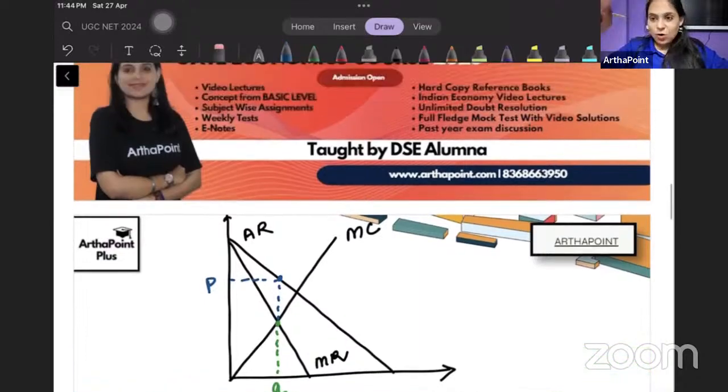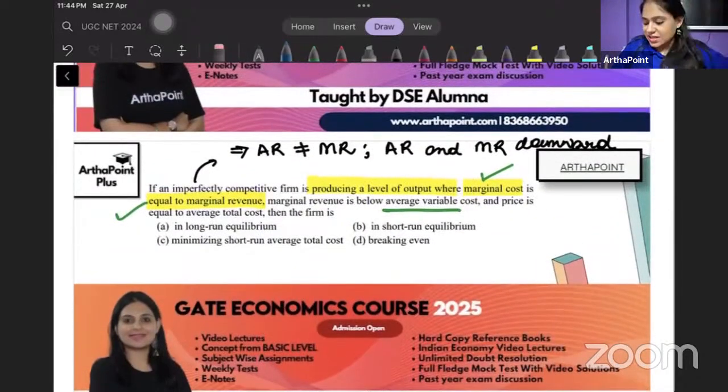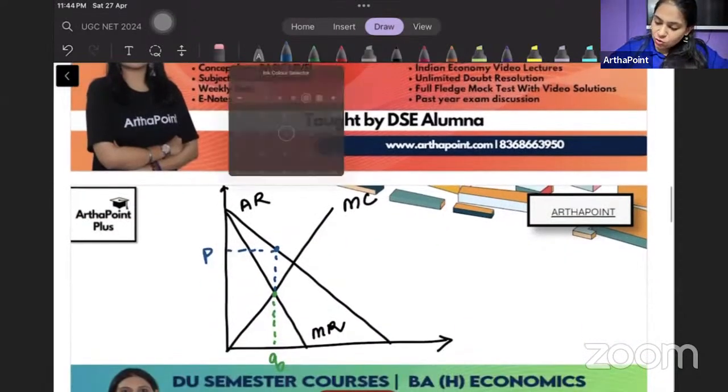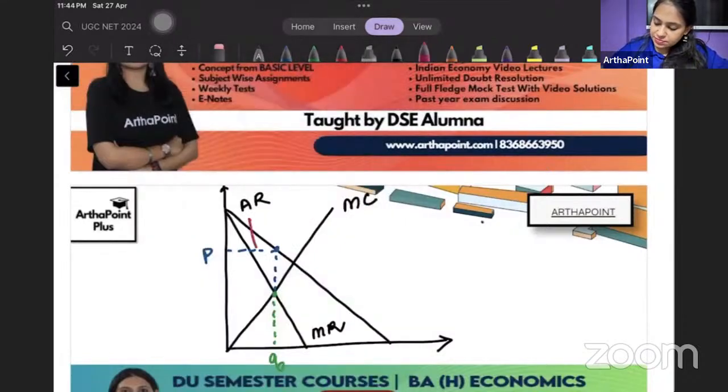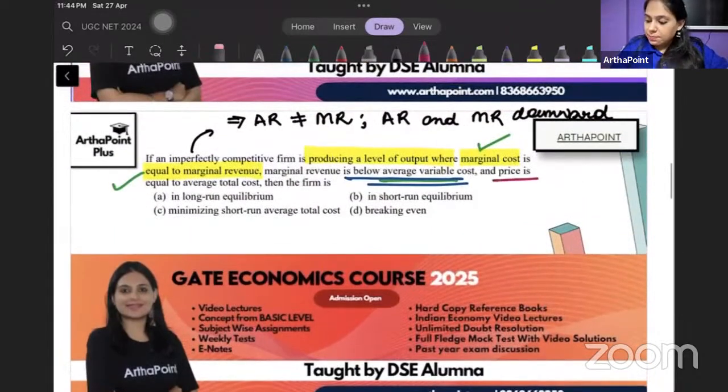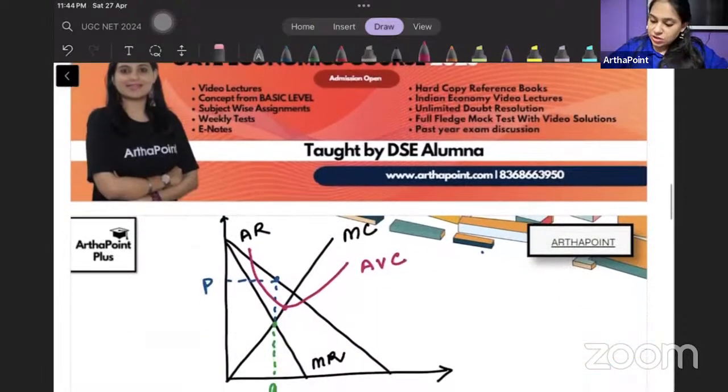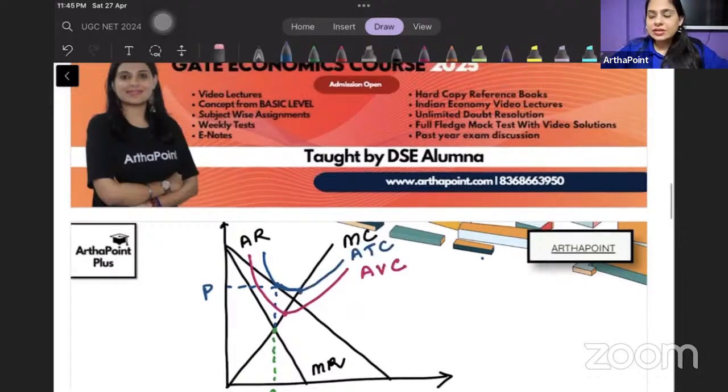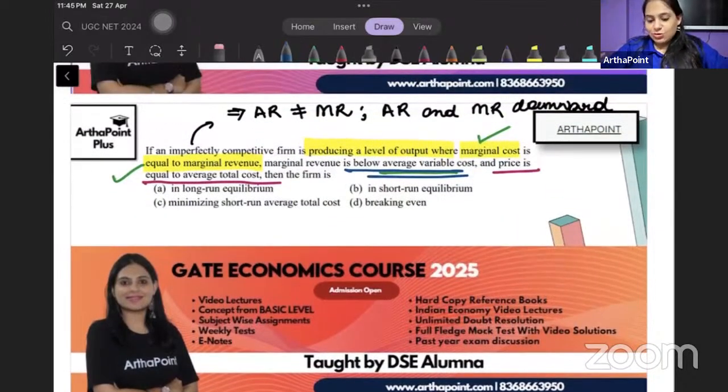Right? Okay, now what does it say? Everything else is the same. MR is below AVC. Below AVC. So AVC is above. So I will go ahead and draw AVC here. AVC should be cut at its minima by MC. MC will cut it at the minimum. So this is my AVC. And then the rest is also the same, children. Price is equal to ATC. Okay. So I will draw price equal to ATC. ATC will again be cut by MC at its minima. And this is my ATC. Clear? Okay beta. Now the options, let's read down the options.